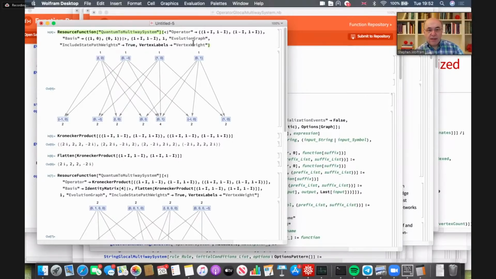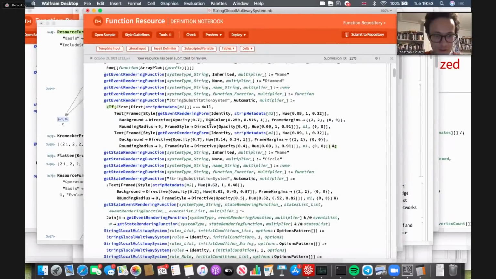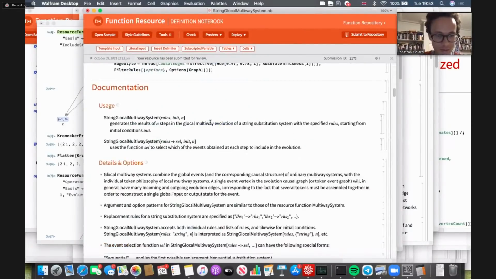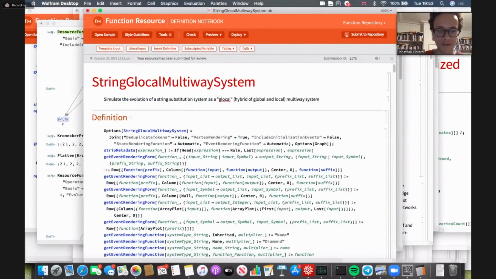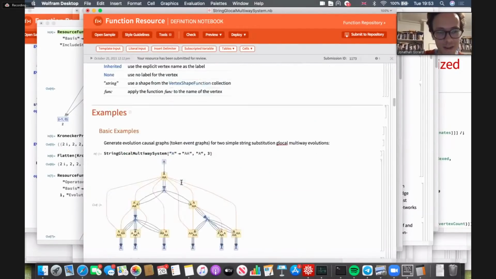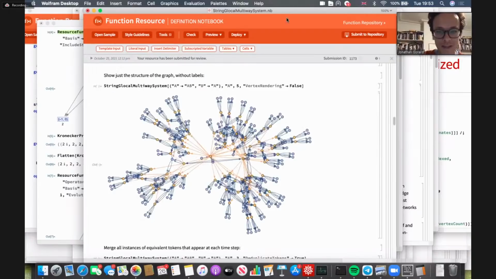Okay. Maybe we should change topics here and go to what we originally thought we were going to talk about, which is local multiway systems. And I think you have some lovely functions now for doing local multiway systems. So maybe you could bring those up and we could just take a look at what... Sure. So a bunch of them have been submitted to the function repository, although they only got submitted yesterday, so they haven't obviously been approved yet. The ones that have been documented are things like string local multiway systems, which maybe are the easiest to understand. I don't know.